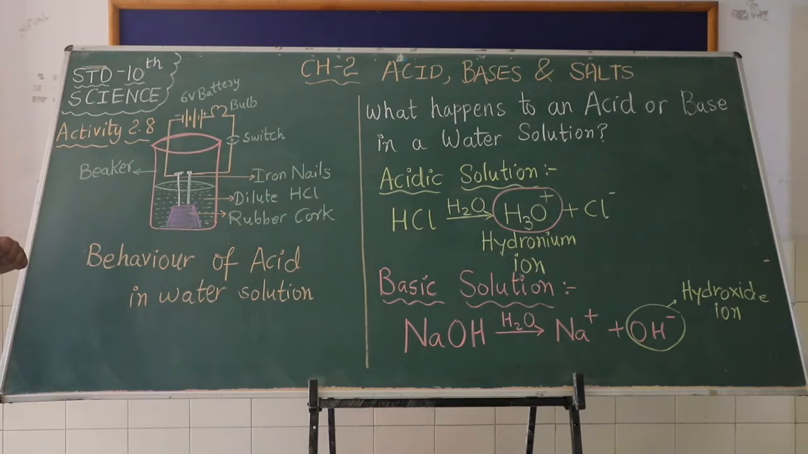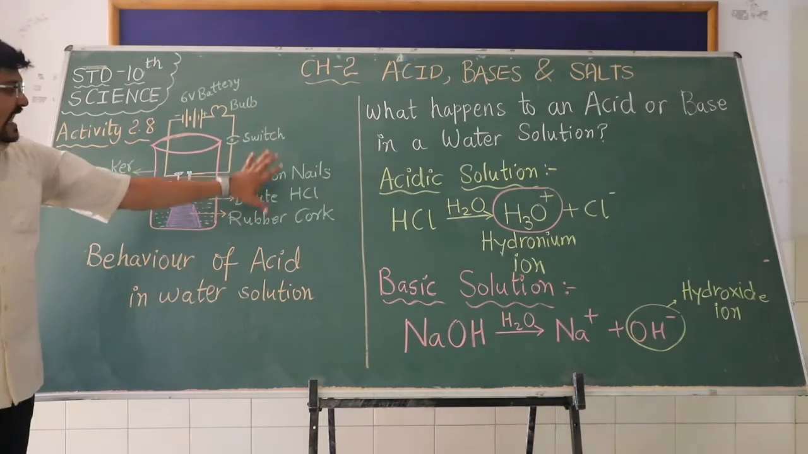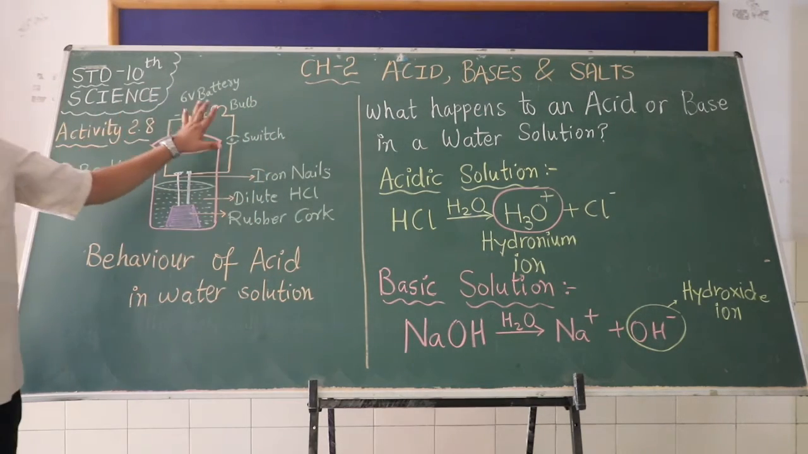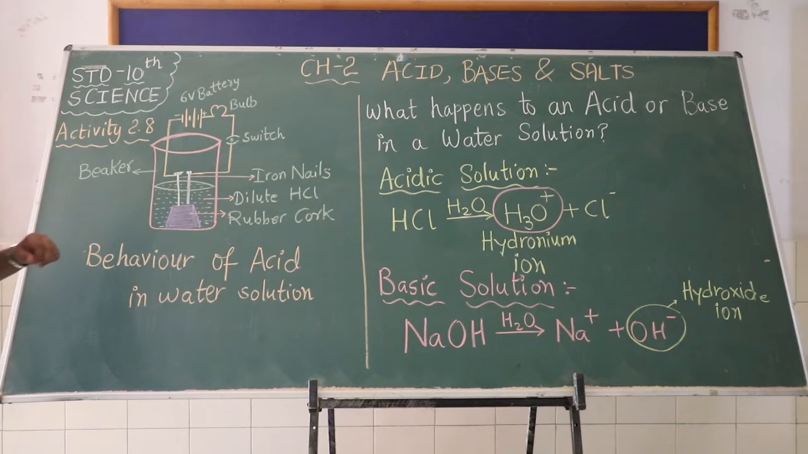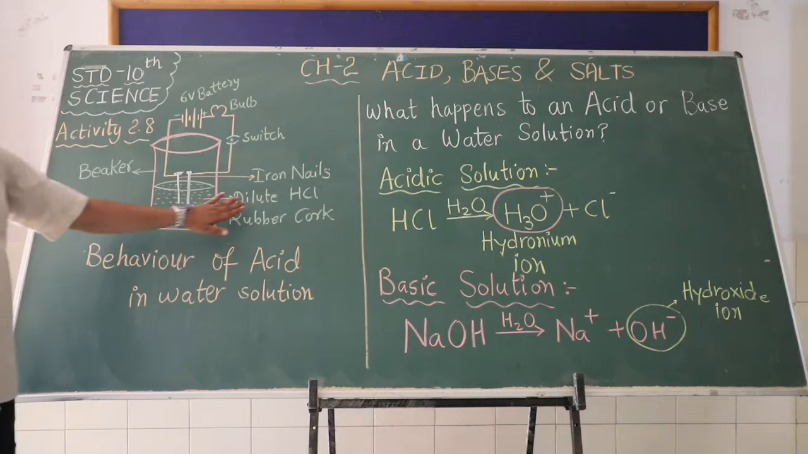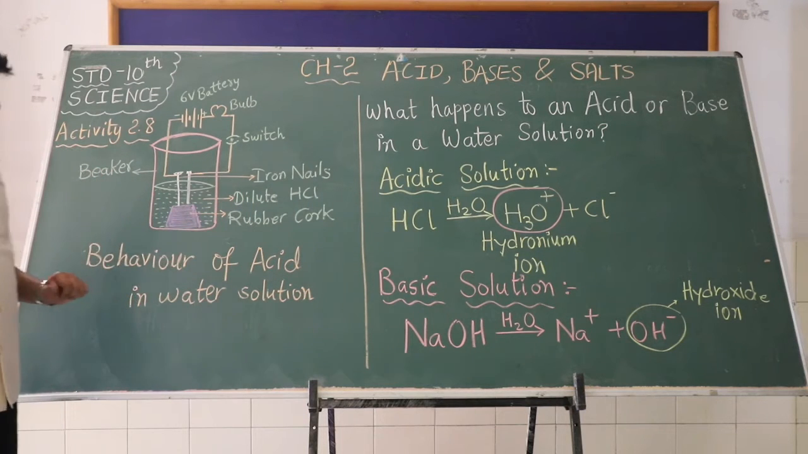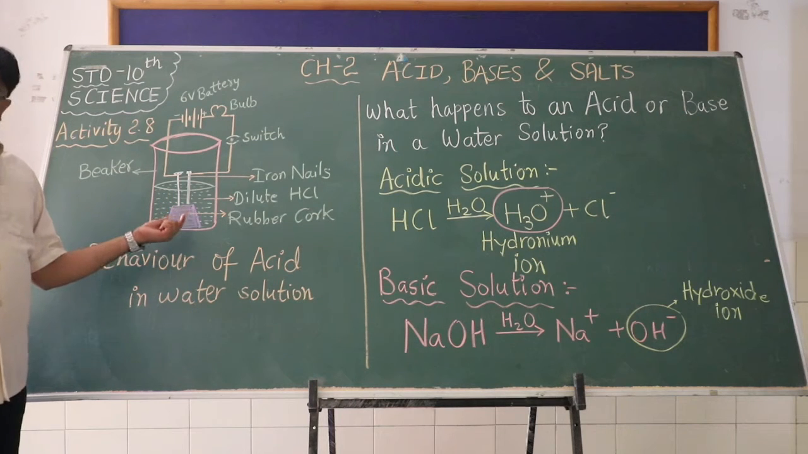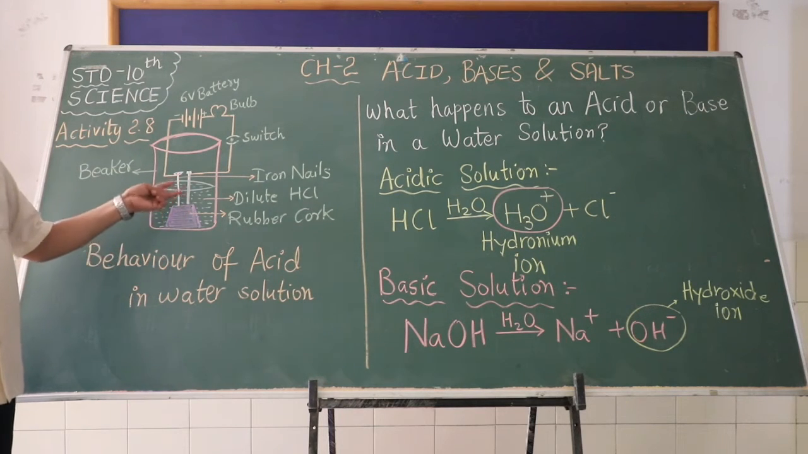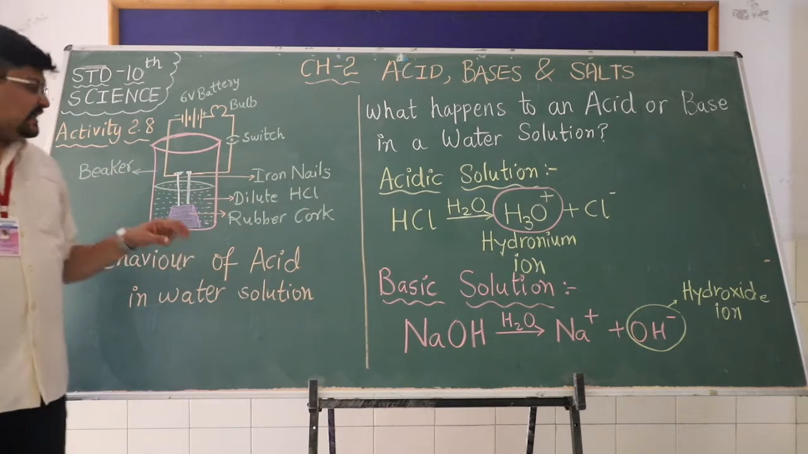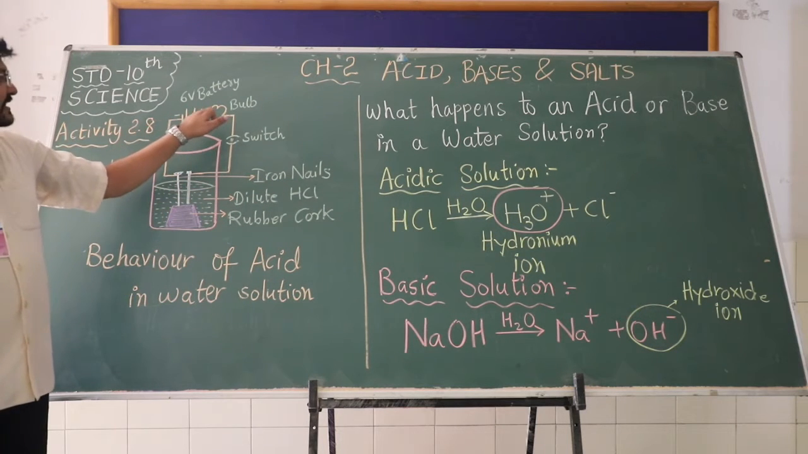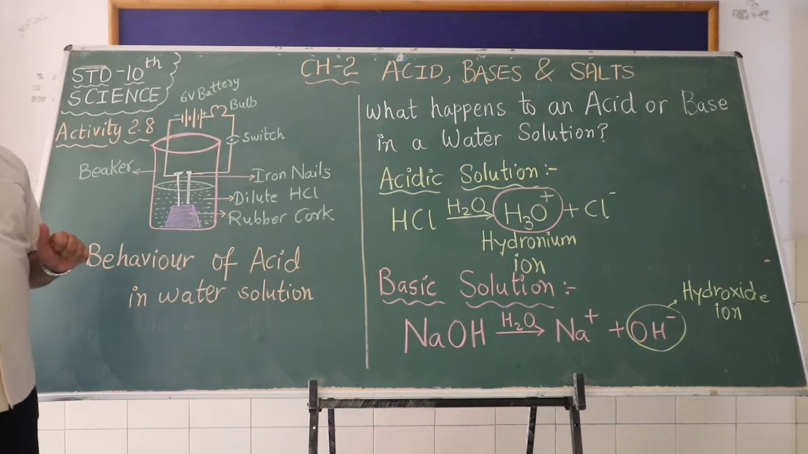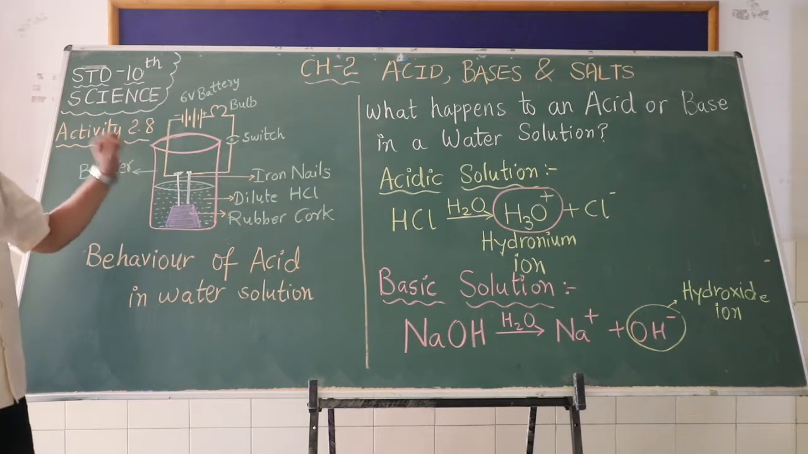In this activity there is an apparatus which is shown over here. You can refer to your textbook also for that. Here is a beaker containing dilute HCl solution. It contains water also inside. Now, on a rubber cork we have kept two iron nails, connecting the two iron nails with the help of a battery to a bulb and a switch. So the apparatus is shown in the figure.